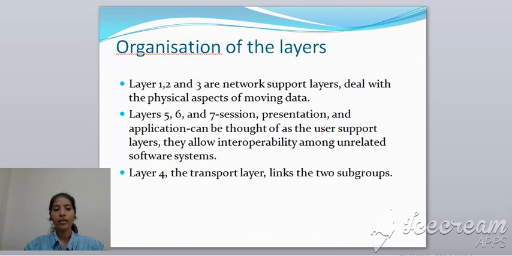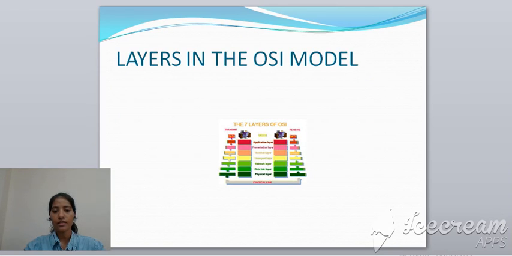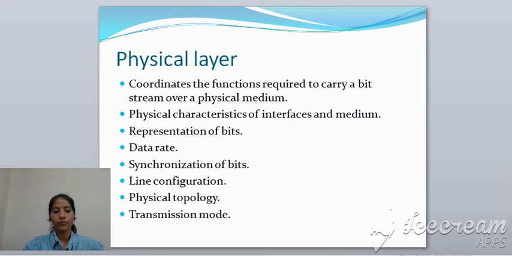Now we will look at the individual layers and their functions in the OSI model. This is a diagram of the 7 layers of OSI model. First layer is physical layer. Now we will look at the functions of the physical layer.